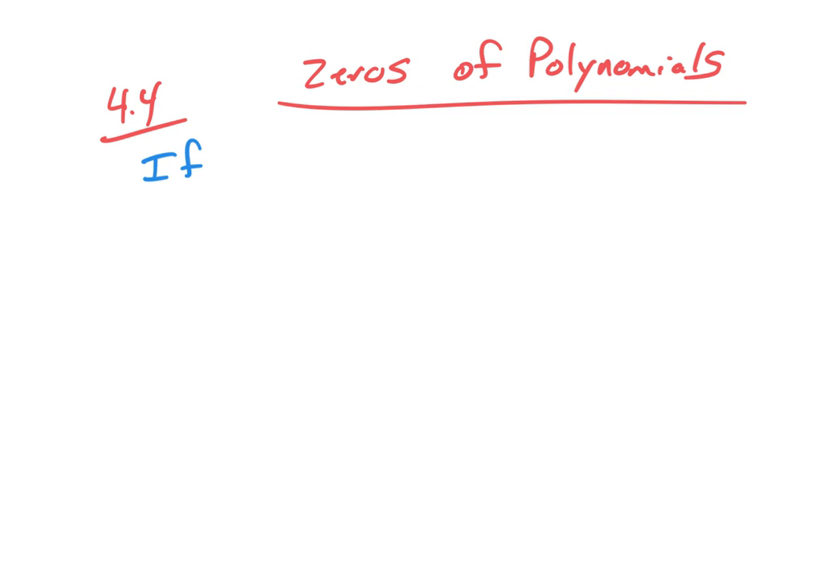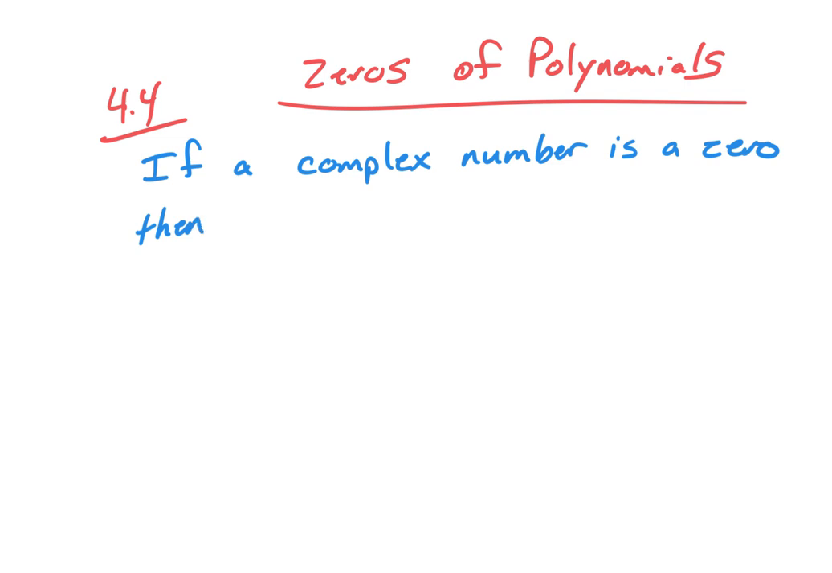that will always hold true. If a complex number is a zero, then its conjugate is also a zero. We talked about the word conjugate a little bit last chapter, and I told you we were going to continue to run into those from time to time.